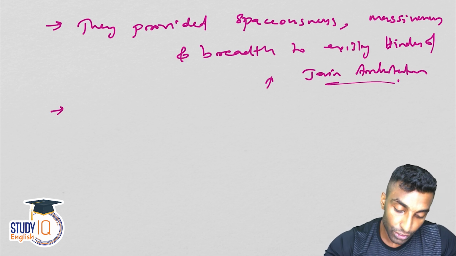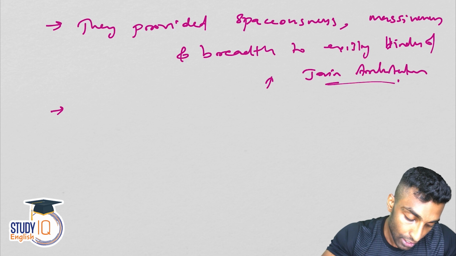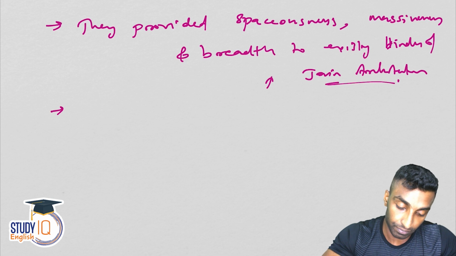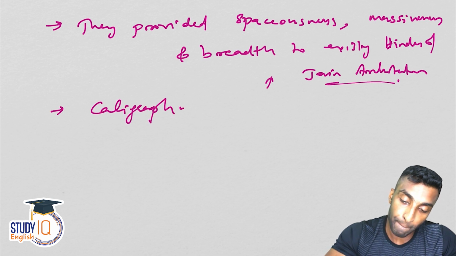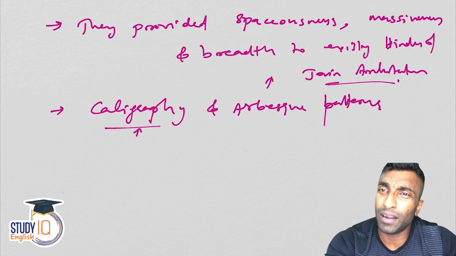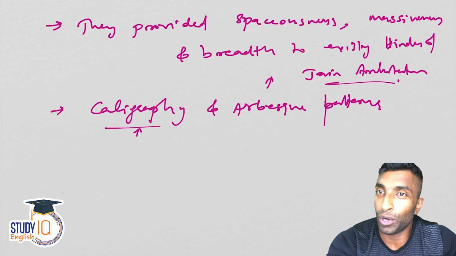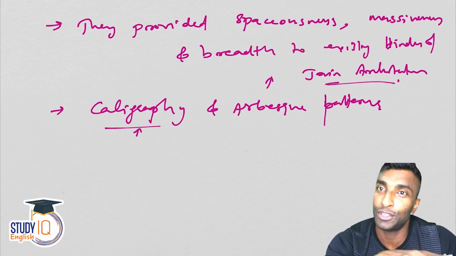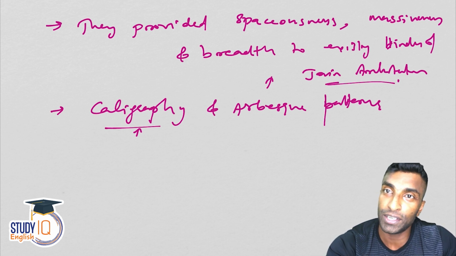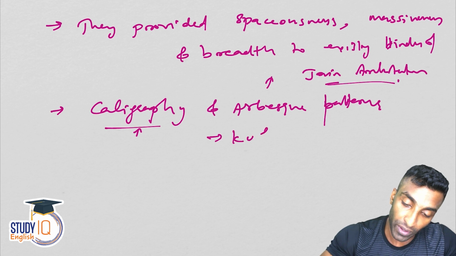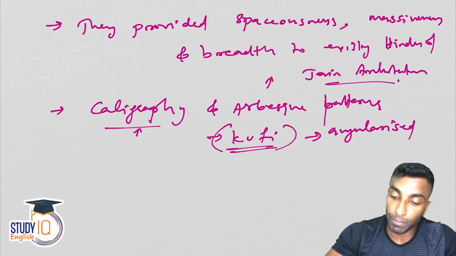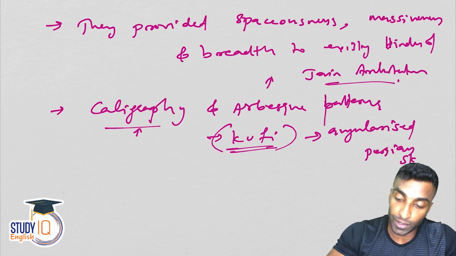So next one, they focused on decoration through calligraphy and arabesque patterns. Guys, from their perspective, the Persian script originally was not looking good. So they have just tried to angularize it to make it look good like the Devanagari script. And then the angularized Persian script is what you call as Kufi. So what is Kufi? It is nothing but the angularized Persian script, the original script.